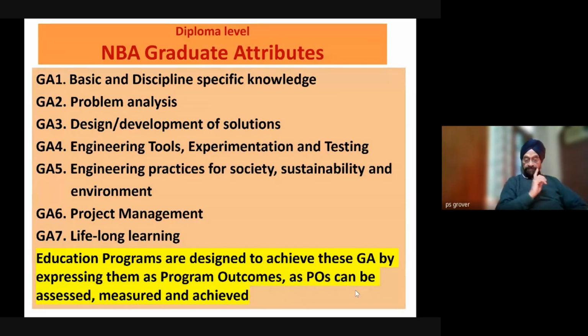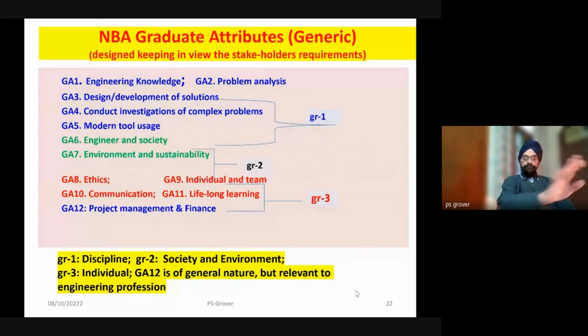Now, I repeat. See, graduate attributes incorporate the requirements of the industry, all those skills that I mentioned earlier. The graduate attributes are satisfied by expressing them as program outcomes or outcomes, because outcomes are something which are measurable. Outcomes are measurable. Please appreciate this, as POs can be assessed, measured, and achieved. That's how we achieve it. So when I design my curriculum, I should see to it that the program outcomes that I design are measurable.